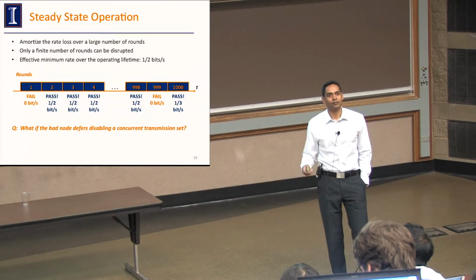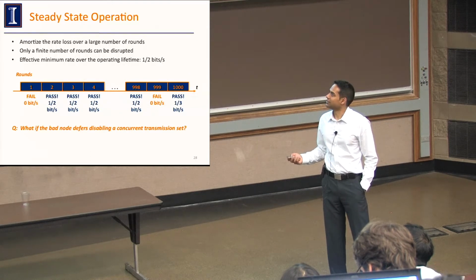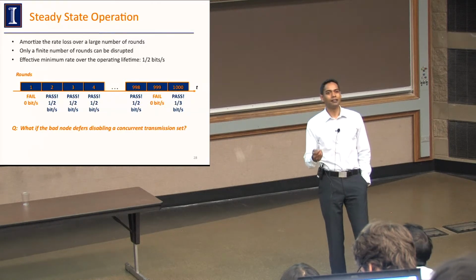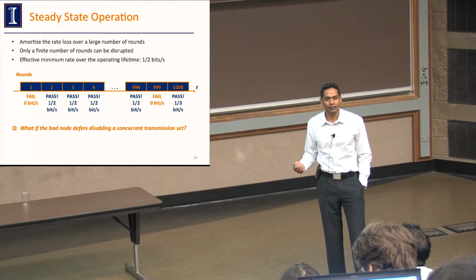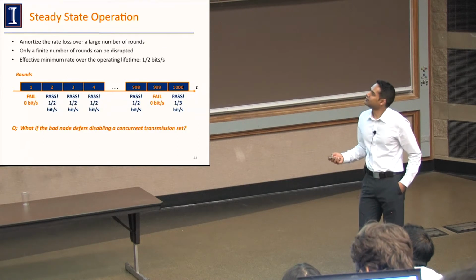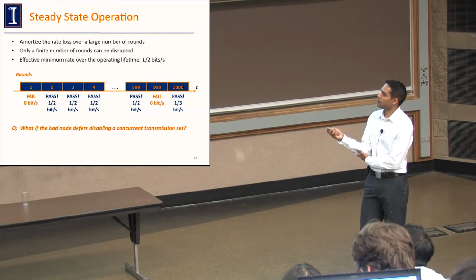In steady state, so after a large number of rounds, this rate loss is amortized effectively. And the key argument is that only a finite number of rounds can be disrupted, because there's only a finite number of concurrent transmission sets. And the effective minimum rate over the whole operating lifetime is 1/3 bit.